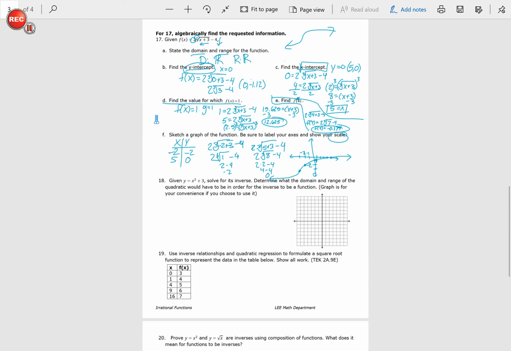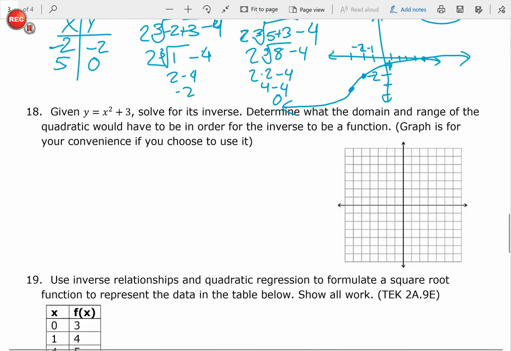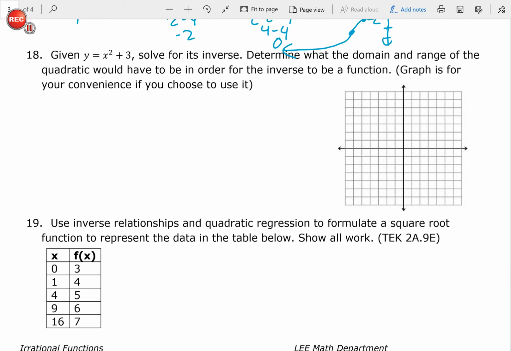Now, let's go ahead and take a look at number 8. Now, looking at number 8, given that problem y equals x squared plus 3, solve for its inverse. When it says solve for the inverse, algebraically, we're going to go ahead and rewrite it. That's just going to end up being the first step is to switch x and y.